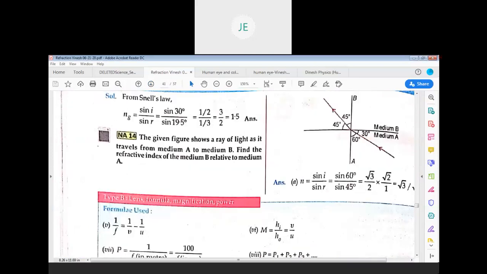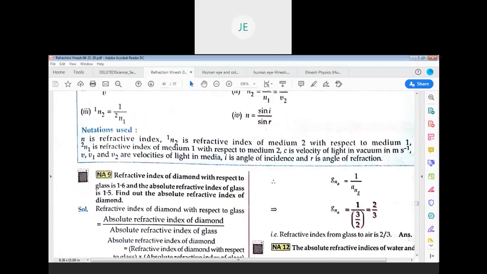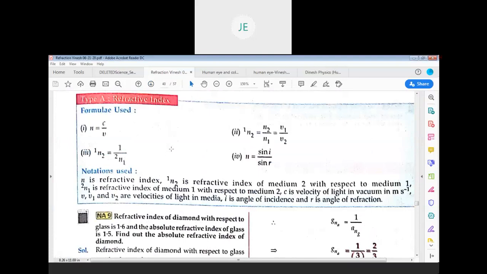Next, will you solve this? Solutions are already given here. Will you solve it? Yes, sir. We can solve it, sir. So give one by one. Solving. Prepare now. Now only you practice.